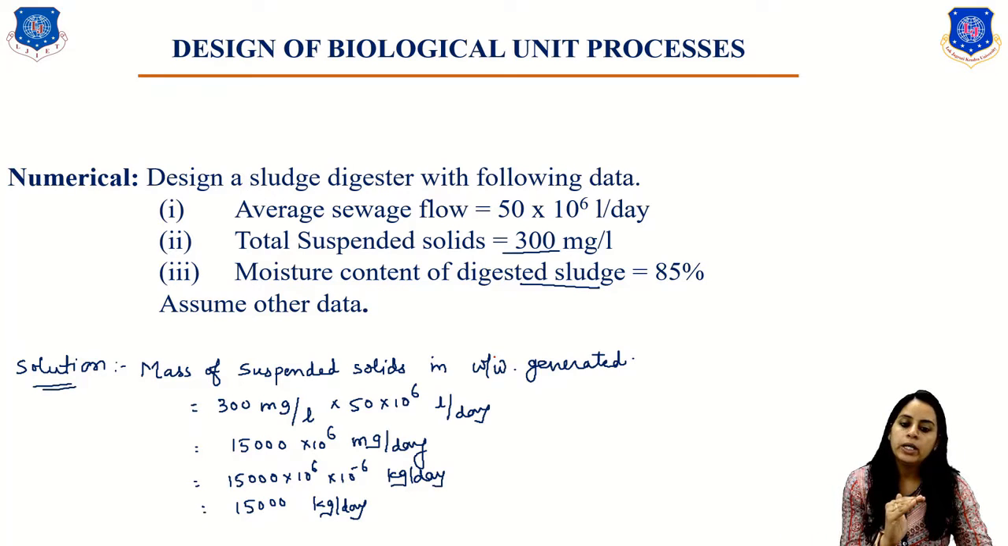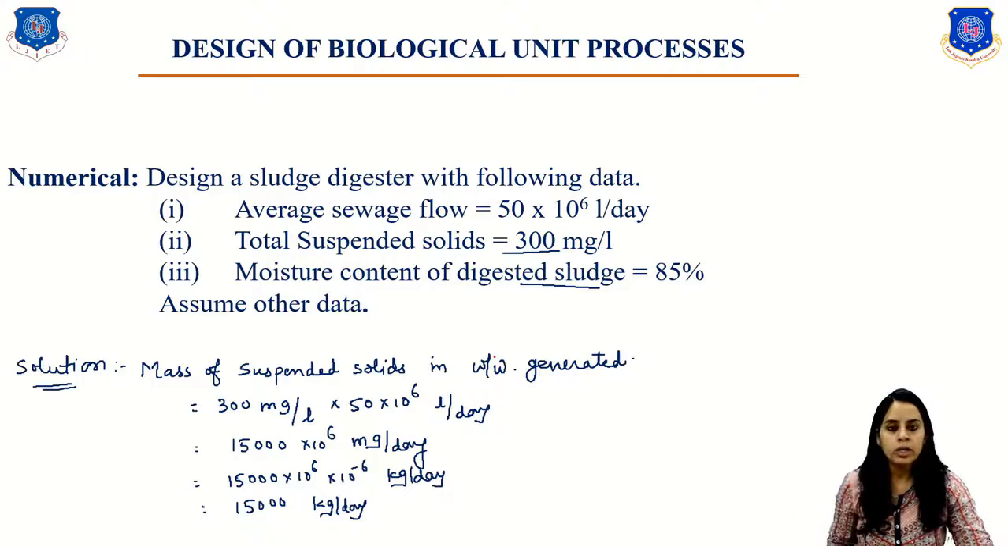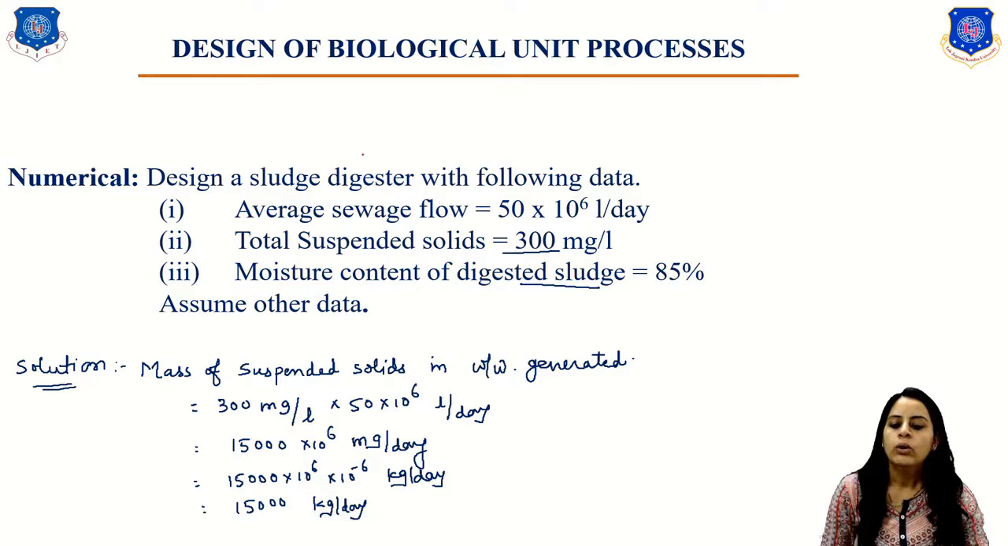Then total suspended solid which is given 300 mg per liter. Then moisture content of the digested sludge which is 85%. And assume other necessary data. Okay, first of all, we find the mass of the suspended solid in the wastewater generated. Here you can see that the total suspended solid and the average sewage flow are given. So from this data, we can find out the mass of the suspended solid in the wastewater.